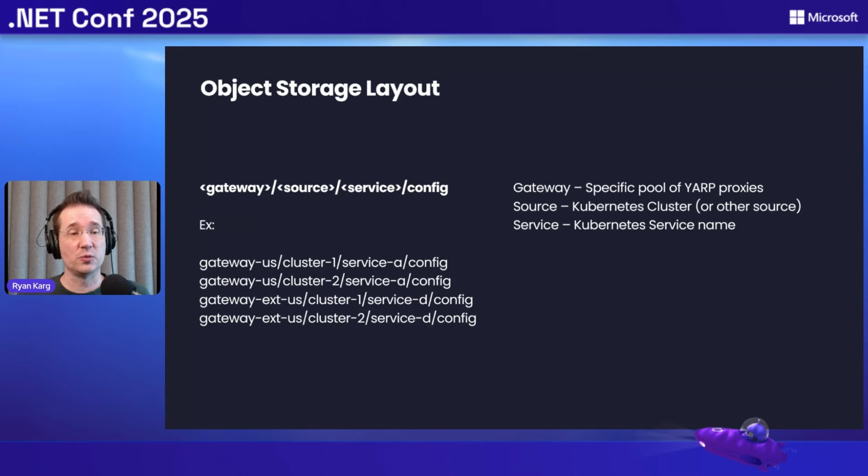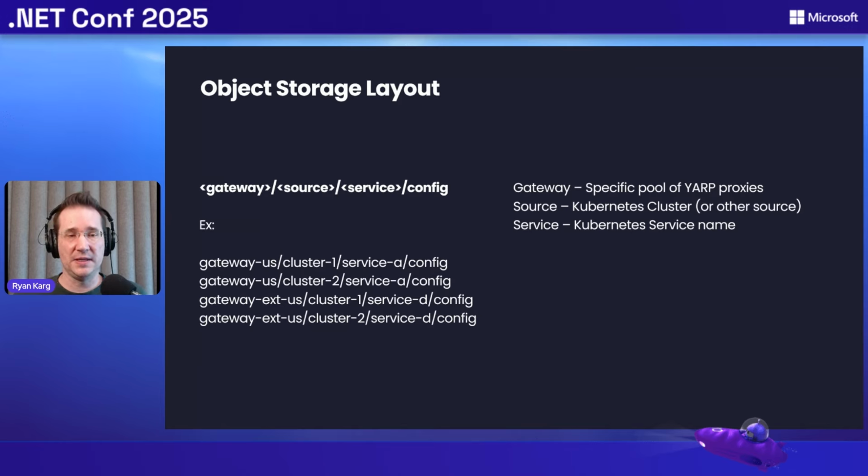So this allows us to write our config in a way that each cluster has its own separate portion. For the merge process, what we logically want to happen is the Yarp proxy is configured for one specific gateway, and it will pull all of the objects that start with that gateway name. So the gateway US is going to pull those first two objects. It's going to ignore the source because it doesn't care where it's from. It just needs to get the information.